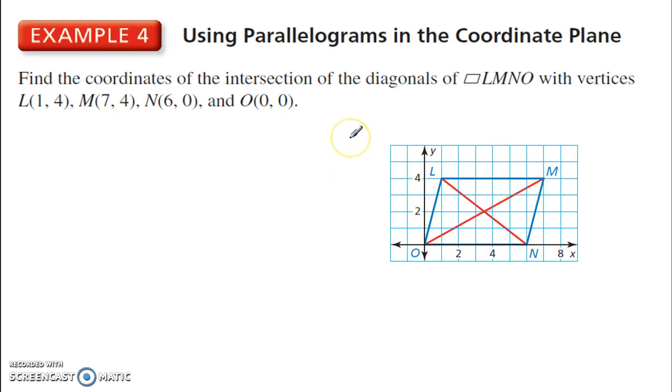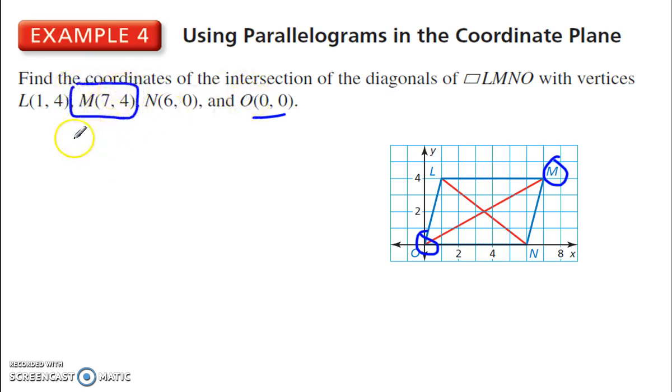Okay, so now what we need is to find the midpoint between two of the vertices. Now, not just any two, but two opposite vertices. I couldn't find the midpoint between M and N. That wouldn't help me. I need to find the midpoint between L and N, or O and M. Okay, so I'll pick M and O because O is the origin. That gives me 0, 0, and that's always fun to work with. So I need M as the other one.